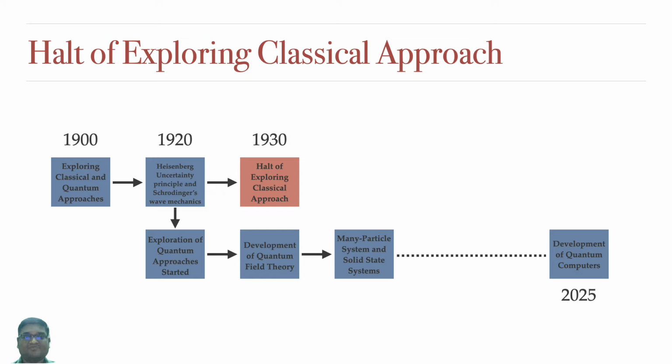After that, many-particle systems have come out in the quantum perspective, and solid systems have come out. So now we are at the stage of developing quantum computers, quantum computing, quantum communications. Also recent developments have taken place in the year 2025. But what happened is classical approaches were stopped, and humanity stopped around the year 1930. So this study, which was recently published in the journal, explores this classical approach.